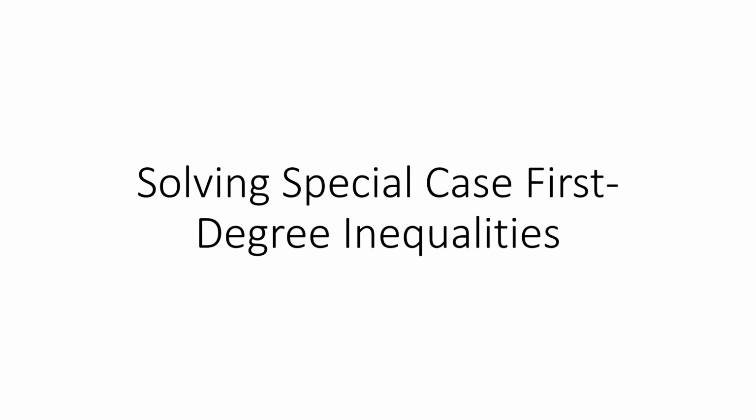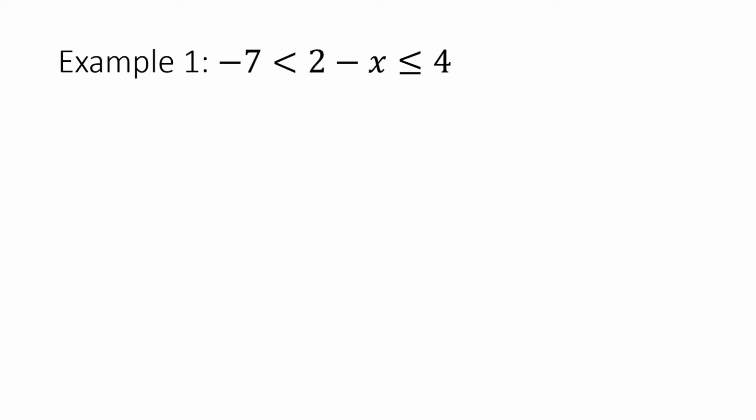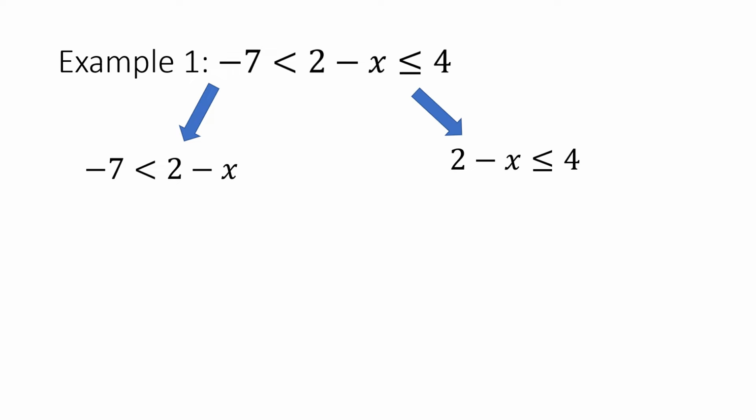In this video, we're going to be solving some special cases of first-degree inequalities. Example 1, we have -7 is less than 2 minus x is less than or equal to 4. And so the first thing we want to do is break these apart into two inequalities that we're going to be solving. And so it would look like this.